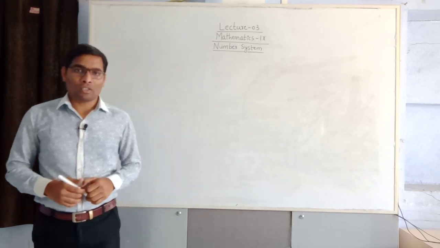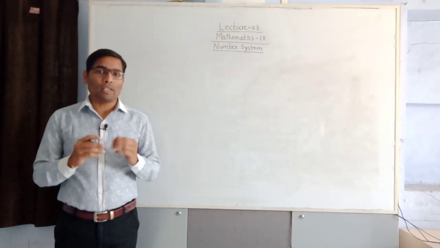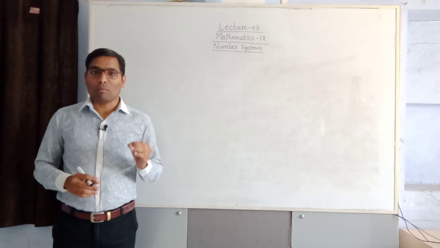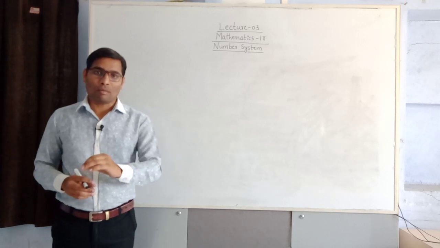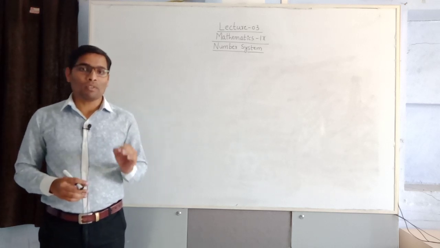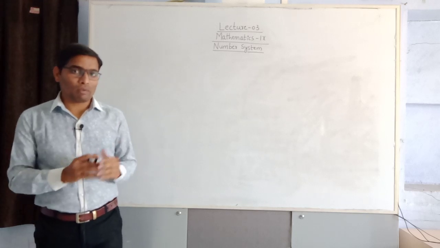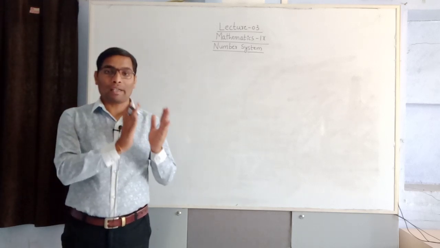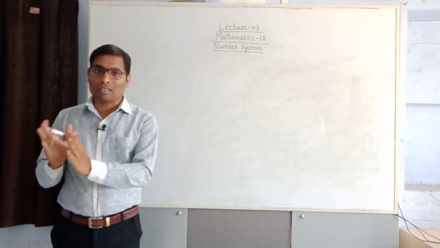Now, in lecture 3, I am going to explain how to find a required number of rational and irrational numbers between two given rational numbers. First, we will discuss how to find rational numbers between two rational numbers.